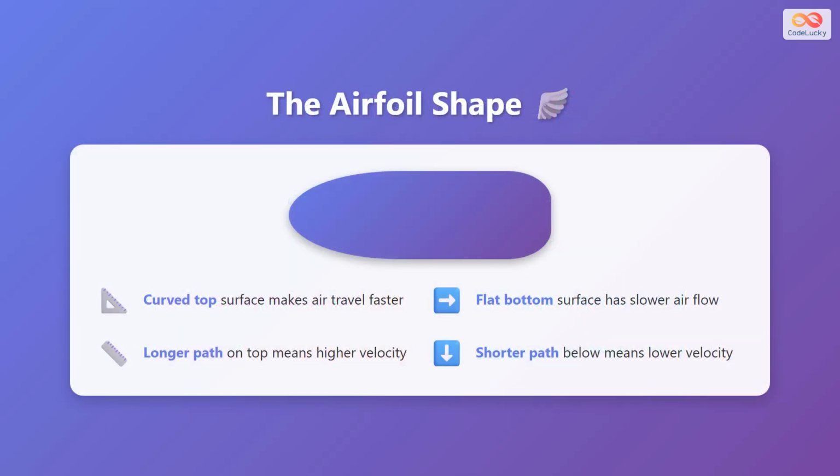The secret to creating different air speeds lies in the airfoil shape of an airplane wing. An airfoil has a curved top surface and a relatively flat bottom surface. When air flows over the wing, it splits into two paths. The curved top surface forces air to travel a longer distance compared to the flat bottom surface. Because the air molecules must rejoin at the trailing edge of the wing at roughly the same time, the air traveling over the longer curved path must move faster than the air traveling along the shorter flat path below. This difference in speed is what sets up the pressure difference we need for lift.